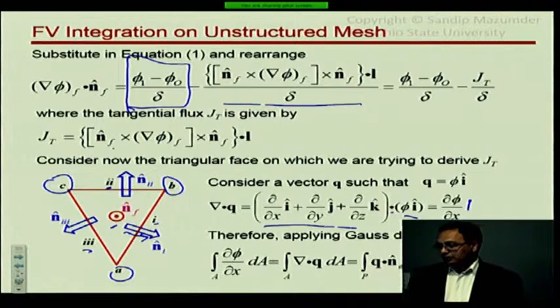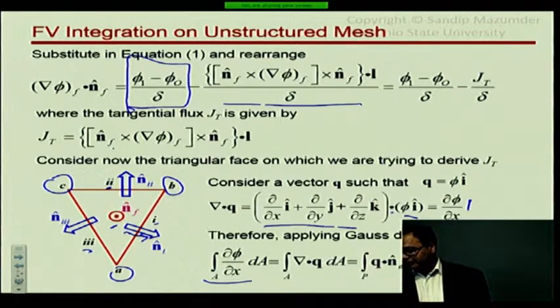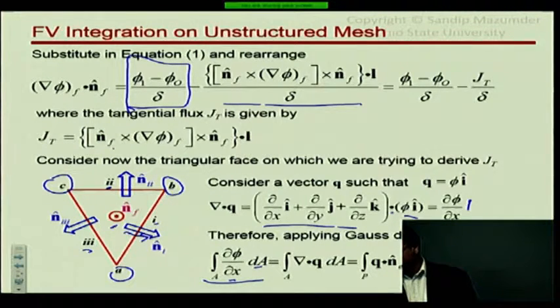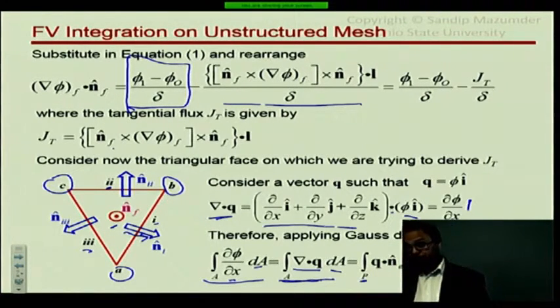If I do an area integral of d phi dx dA, so I'm now integrating over the area of the triangle, imagine, of this quantity. Since d phi dx is equal to divergence of Q, I can write it as divergence of Q dA. Now using Gauss divergence theorem, the area integral reduces to a contour integral over the perimeter of the triangle.